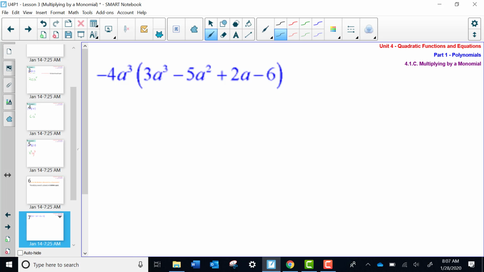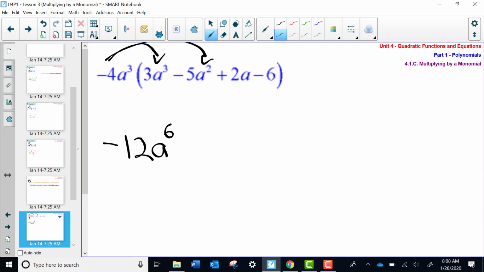We'll take -4a to the third and distribute it to each and every term inside the parentheses. Can I have someone tell me what the product of this first one is going to be? Angelo. All right, -12a to the ninth? You stand by that? What's a to the third times a to the third? What do you do with the exponents? You add them, to the sixth, exactly. a to the sixth.